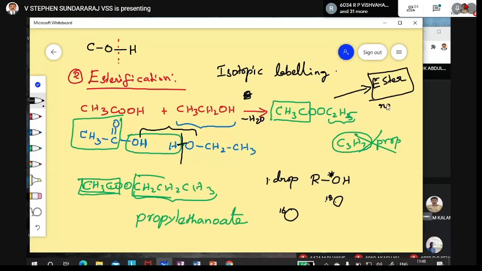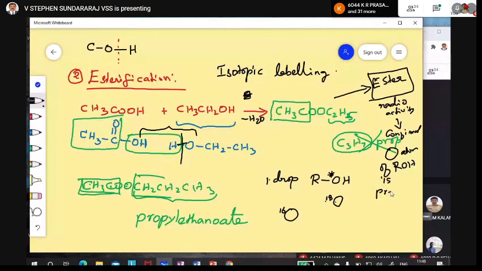It was showing radioactivity. Tell me, if it is showing radioactivity, what is confirmed? The oxygen atom of the alcohol is present in the ester. Okay, is this the proof or not? This is an experiment here.